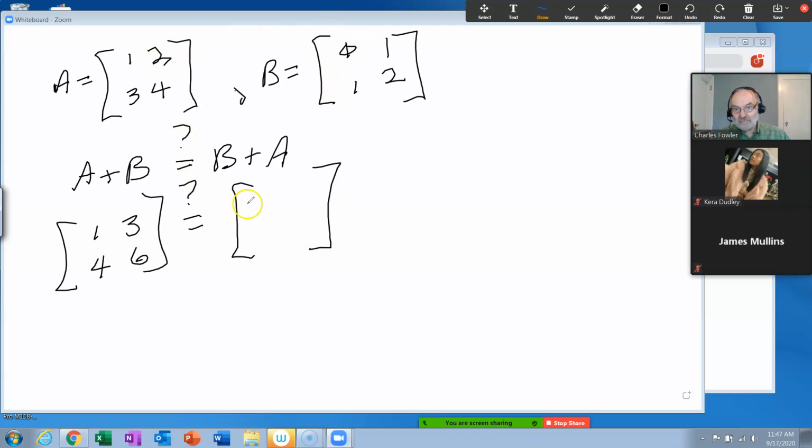0 plus 1 is 1. 1 plus 2 is 3. 1 plus 3 is 4. And 2 plus 4 is 6. It sure seems like it is. Yes, matrix addition is commutative. It doesn't matter which order you add, because you're adding element to element, corresponding elements, and they are real numbers, and real numbers are commutative when you add.